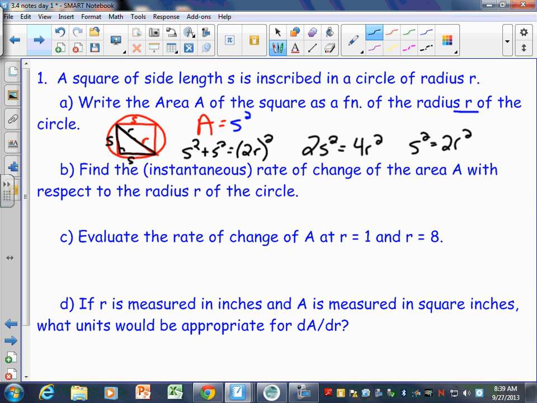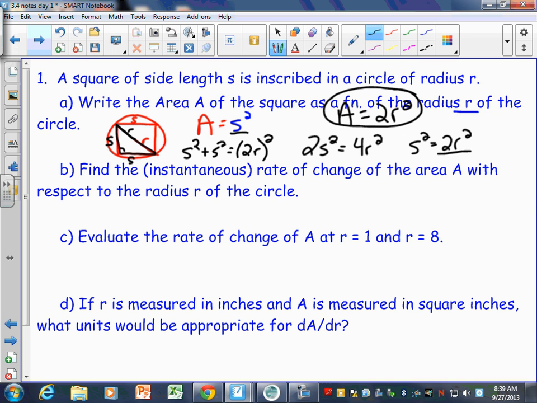Which means to find the area of that square, if you knew the radius, you could just take the radius squared and multiply by 2, and that would give you the area of the square. So I think the answer that we want to say here, the area of the square as a function of the radius, we want to plug 2r squared in for a. So our answer here is a equals 2r squared. So not all that difficult, but that one kind of is.